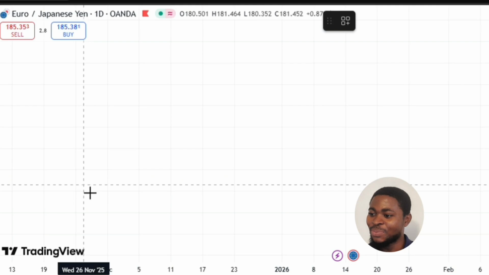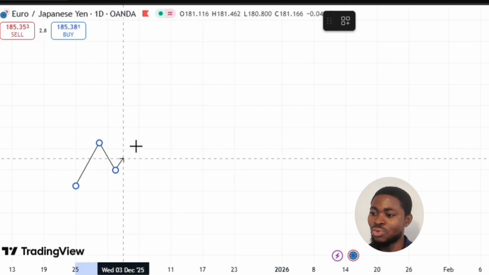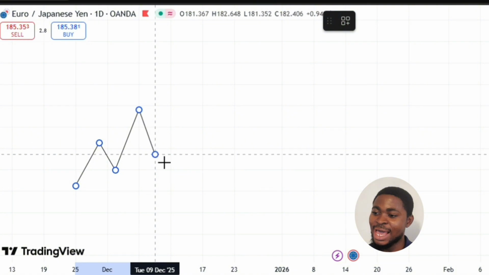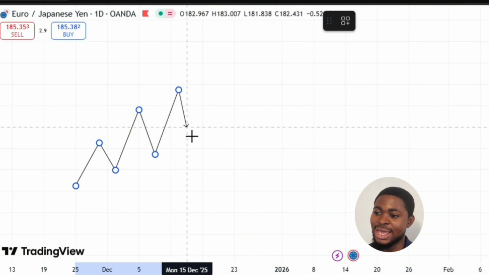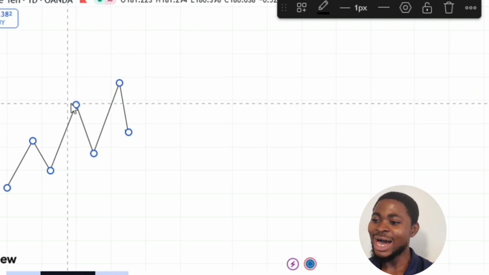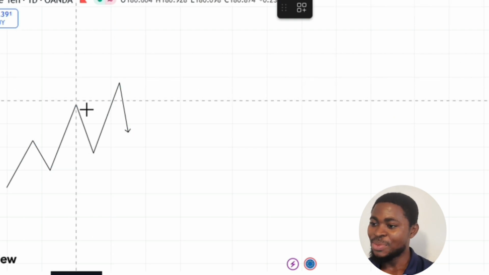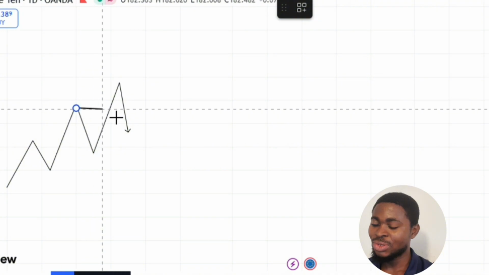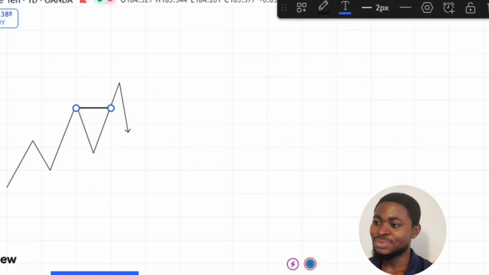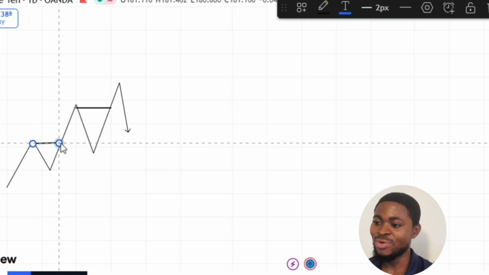For the uptrend, price gives us a series of highs and lows: higher high and higher low, higher high and higher low, right? Notice this, for every new high, there is a break of the previous structural high. See this, price broke this previous structural high, right? And price did the same thing right here, broke this previous structural high. Guys, it's just simple and straightforward.